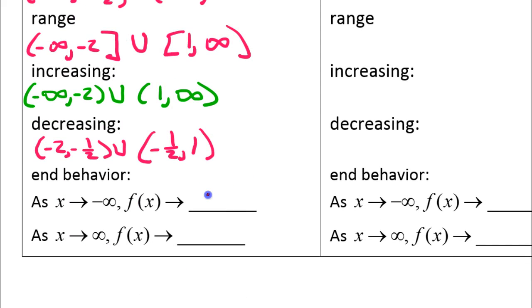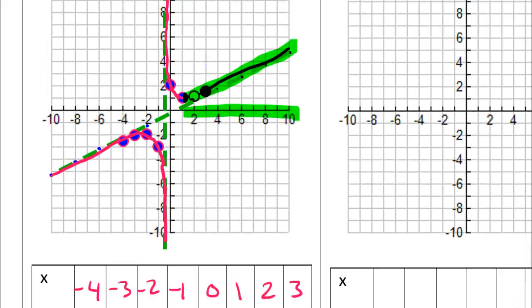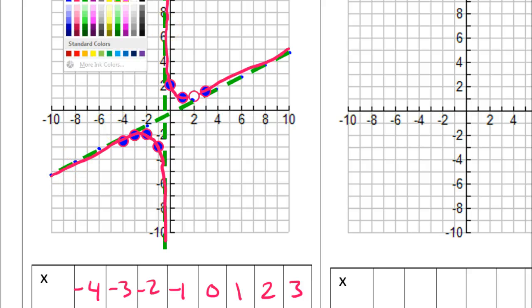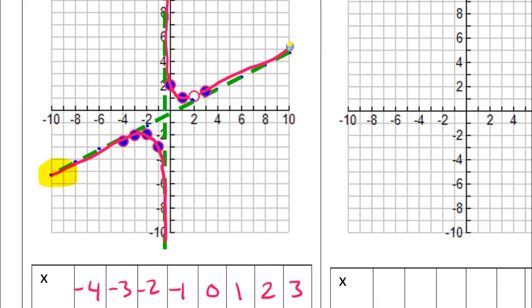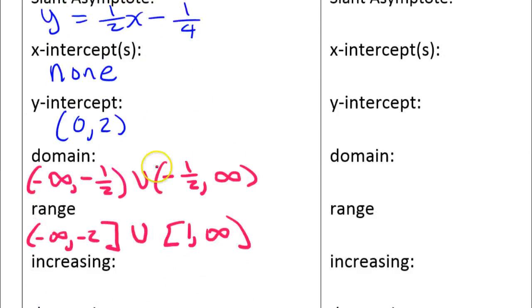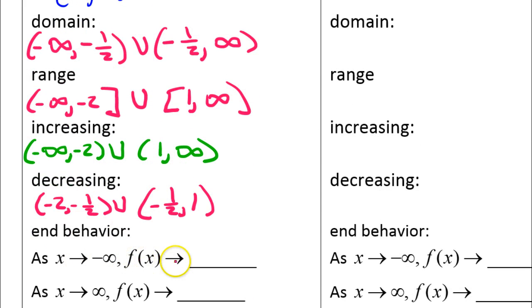All right, let's talk about the end behavior. As x approaches -infinity, that means on the far left, what is the graph doing? Now be careful. When we're talking about end behavior, it doesn't matter what's happening here in the middle. All that matters is what's happening on the far left and then the far right. So first, we're talking about the far left over here. As we go to the left, this function is falling. It's going down. So as x approaches negative infinity, the function approaches negative infinity.